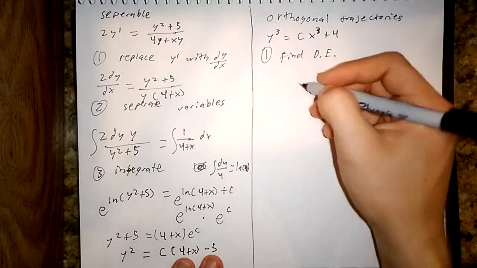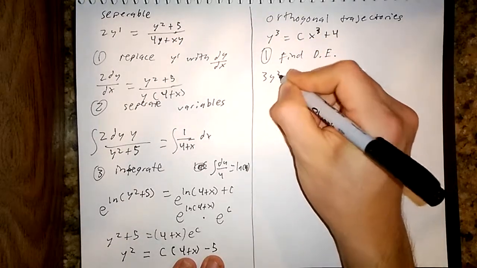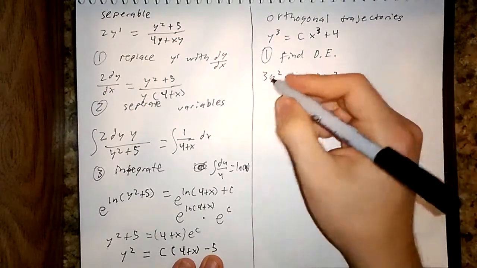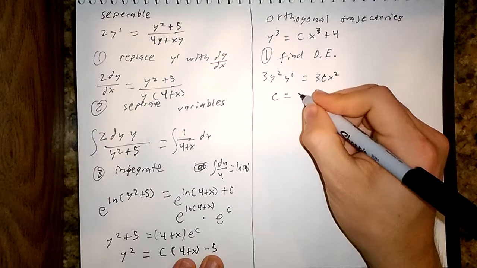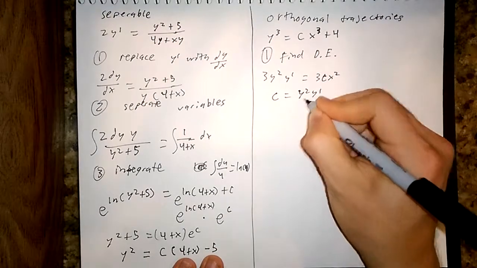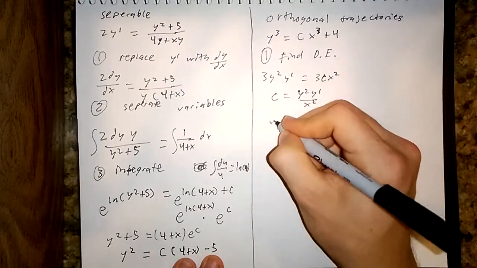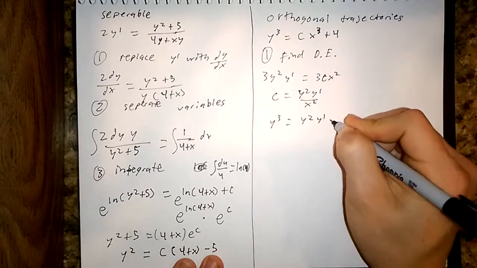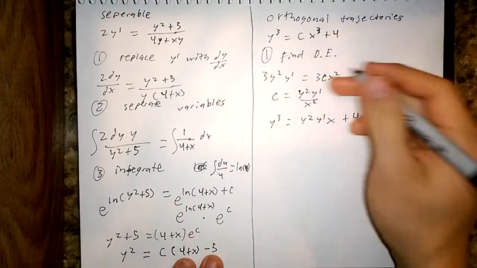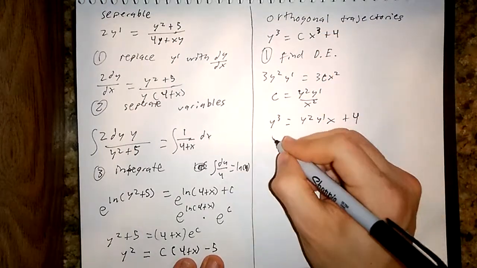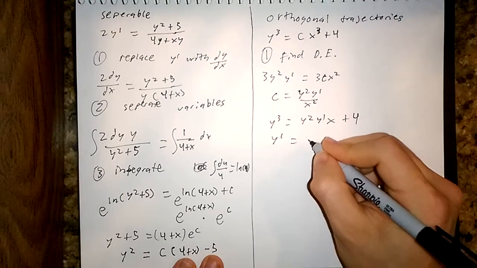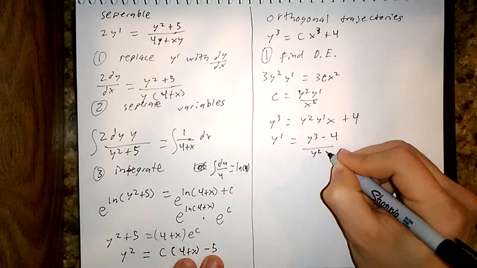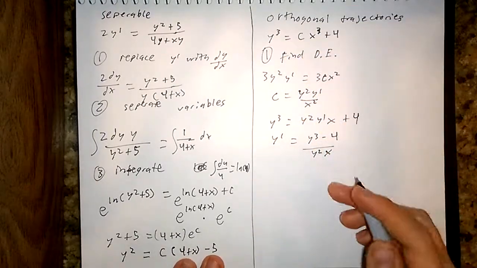Pretty much you take the derivative, 3y squared y prime equals 3cx squared. Solve for c. c equals y squared y prime over x squared. Just plug it back in. y cubed equals y squared y prime x plus 4. The x cubed and the x squared cancel out. And you solve for y prime, you're left with y cubed minus 4 over y squared x. Okay, this is a differential equation.